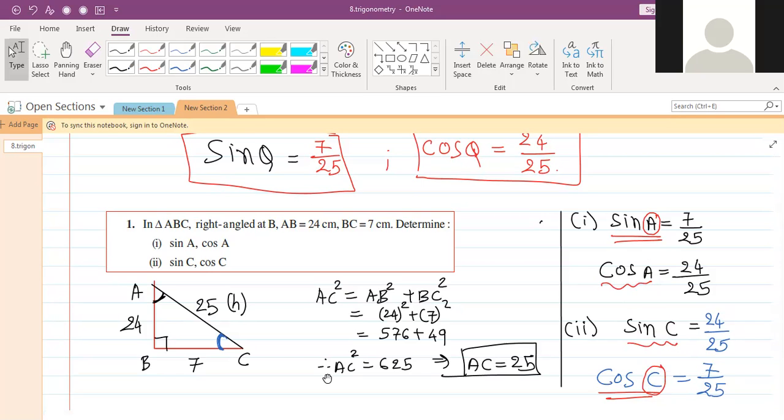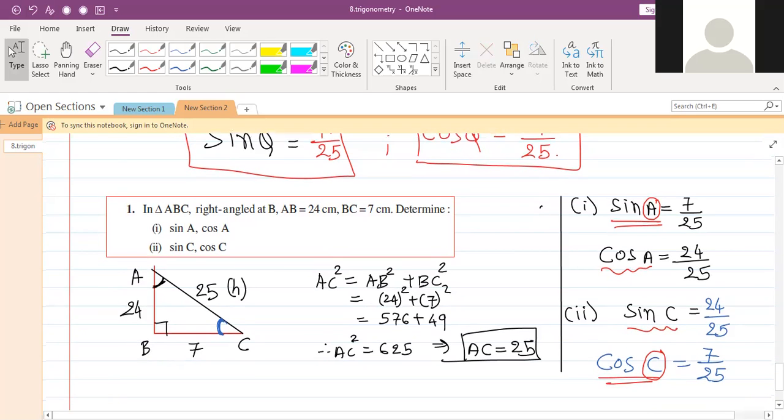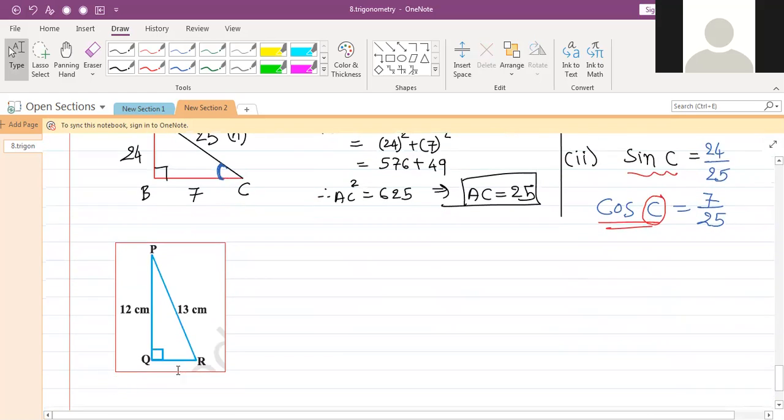Next question. Okay, in the next question, a figure is given and we have to find the value of tan p minus cot r. Just one second. In this question the figure is already given, and we have to find the value of tan p minus cot r.